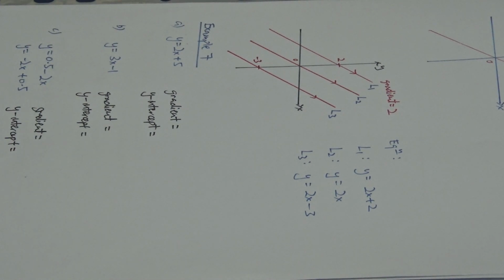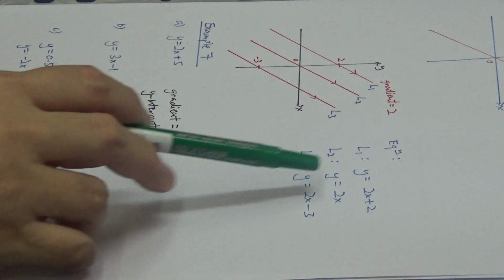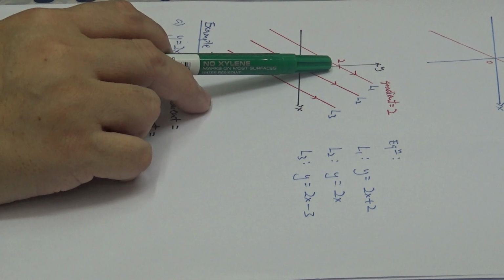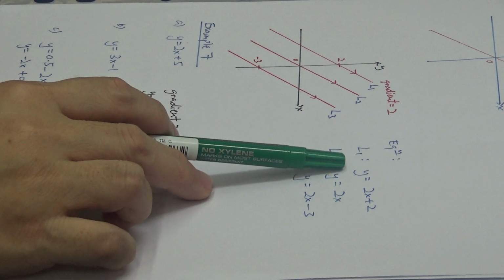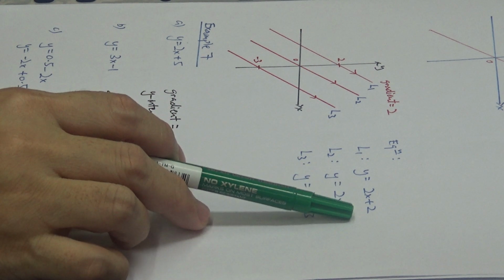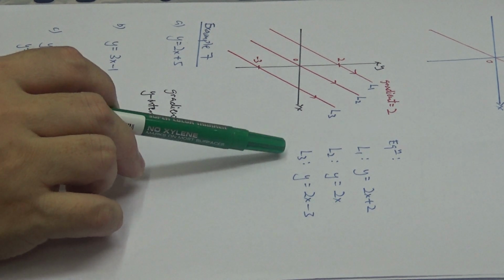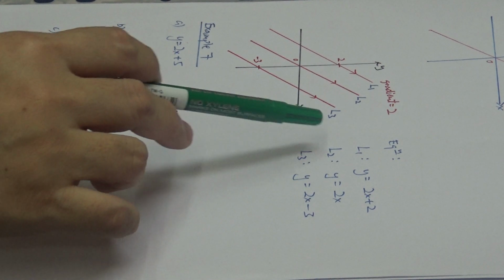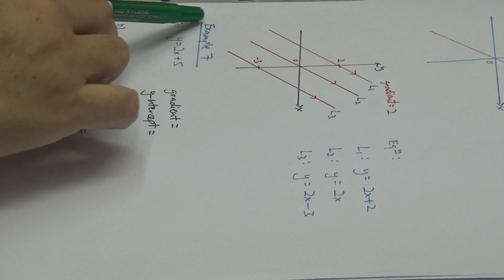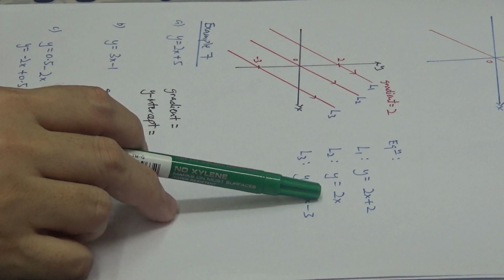Now, you will see that these 3 red lines are parallel. So, the gradient is 2. L1, L2 and L3 all have gradient 2, so it's 2x. Note that L1 cuts at 2, L2 cuts at 0, L3 cuts at -3. So, the equation of L1 is y equals 2x plus 2. The equation of L2 is y equals 2x because plus 0 we do not write. And L3 has y equals 2x minus 3. So this represents the equation of these 3 lines. Parallel lines have the same gradient, so the coefficient of x is 2.